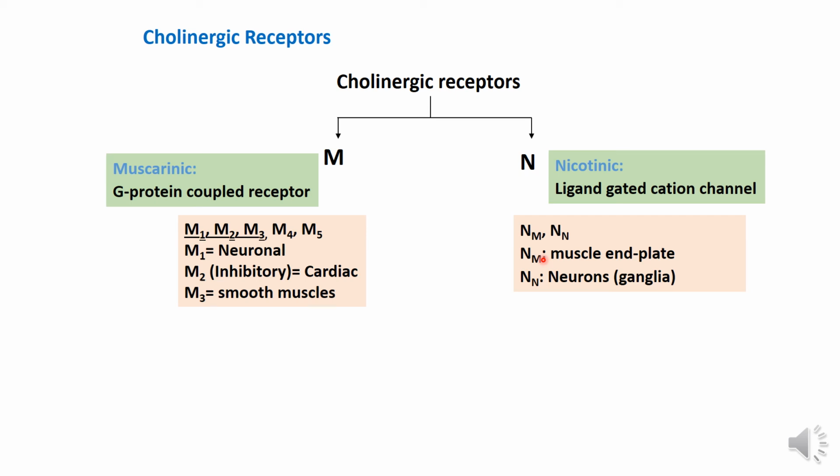And the other type we have is NN, which is mainly present in different neurons, and here this N stands for neurons. Easy to memorize, right? For example, different types of ganglia, both autonomic, parasympathetic and sympathetic ganglia, where neuronal nicotinic receptors are present.